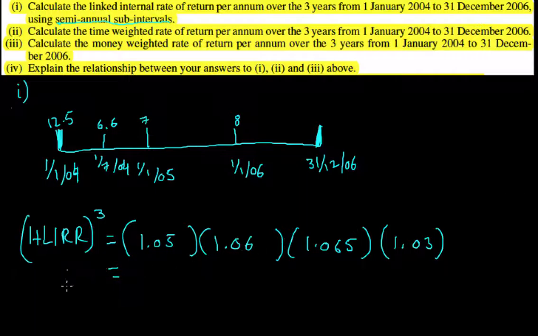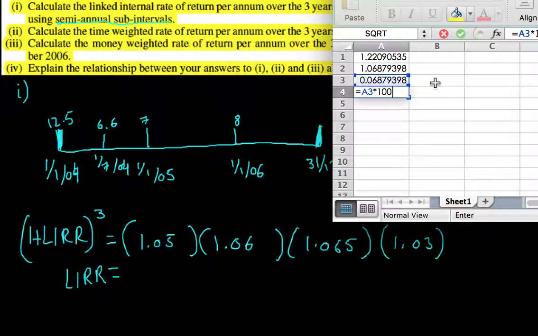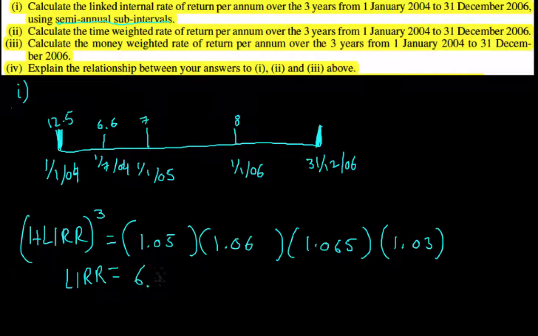So we'll find out what LIRR is equal to using Excel. Alright, so here we have it. We have 1.05 times 1.06 times 1.065 times 1.03. And that's 1 plus LIRR to the third, which equals that, so to the power of a third, minus 1. And as a percentage, that's going to be 6.879%. Okay, so let's write that down, 6.879% per annum. Alright, good stuff.